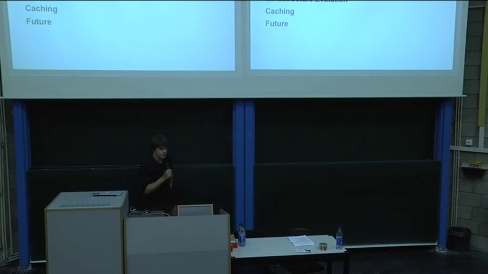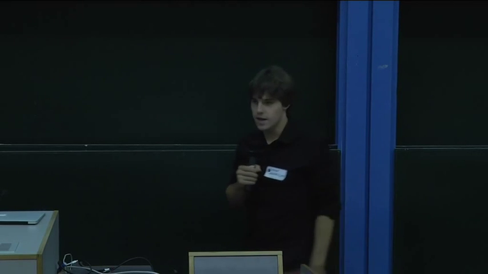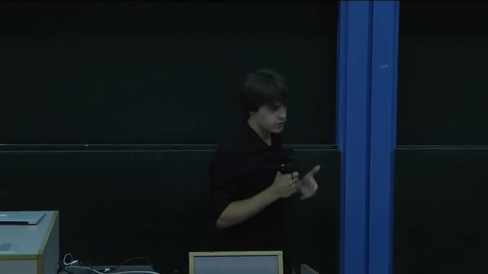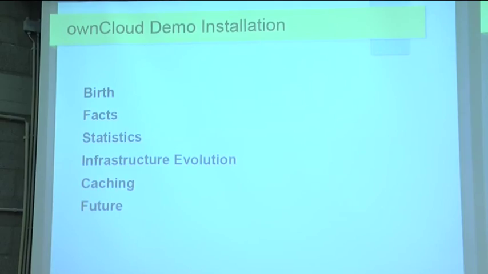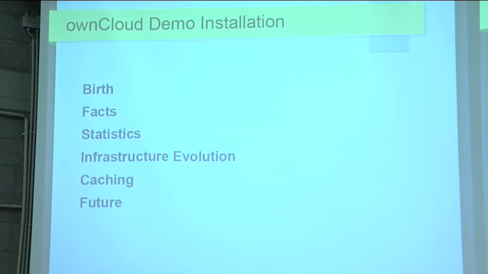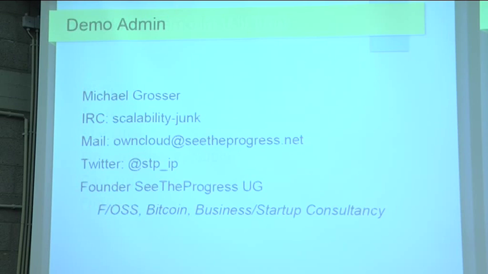So this time I'm going to talk about the ownCloud demo installation. I'm first going to talk about the birth of it, how it got initiated, and then a few facts, statistics, and the infrastructure evolution, to get a sense of what I tried and what I used to get a bit of performance boosts. And then some caching, lessons learned, and a bit of the future, what ideas the community had, or what ideas are on the roadmap, you could say.